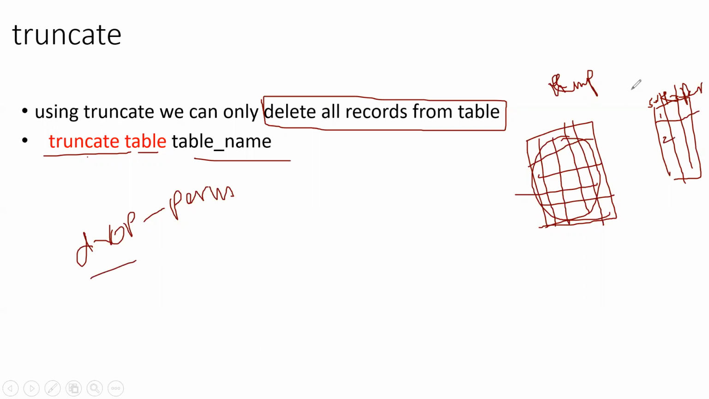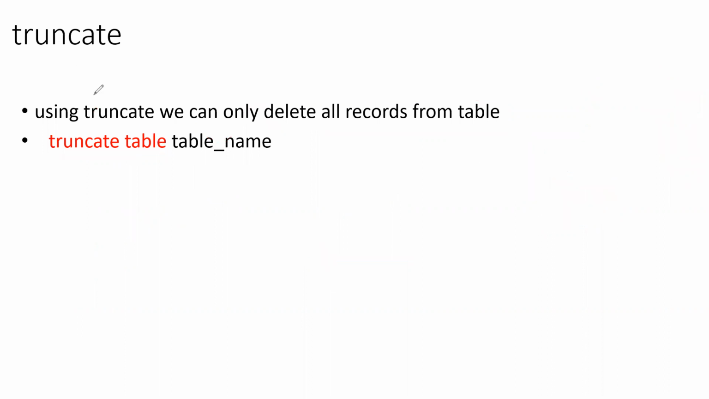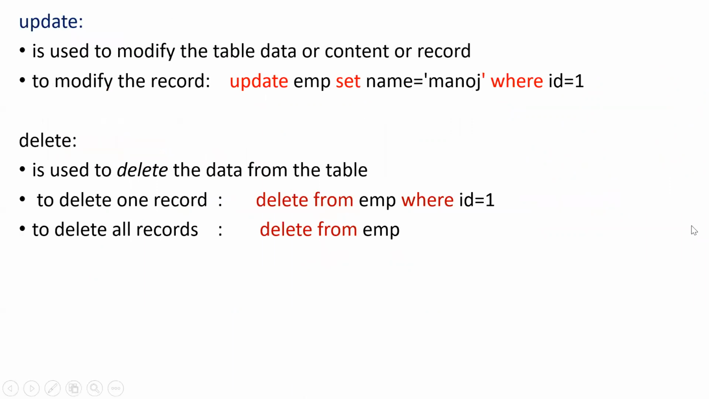If I use drop, this is completely deleted. I have no more table there. But if I use truncate, the table is there, but the content in that table will be deleted. It means the column names are available, but with empty records. Records or tuples are used for the rows. Truncate table. I hope you understood why we use truncate and drop. Next comes, I think, update.